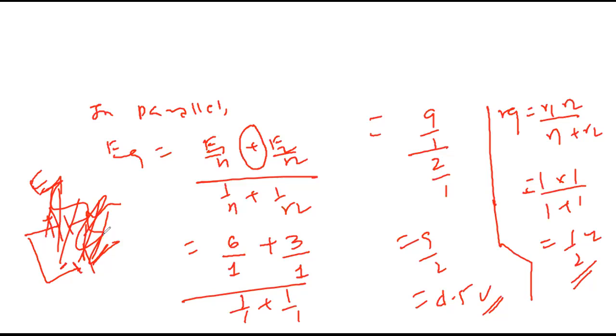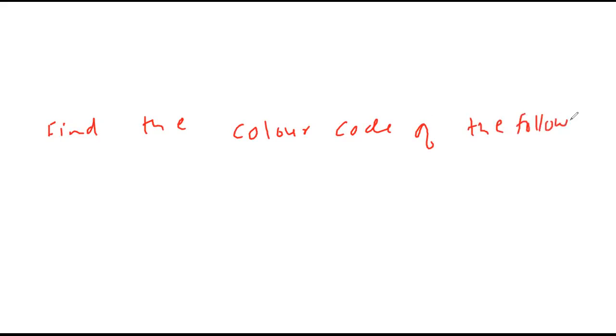Can I clear this now? Yes, sir. Now first all textbook numericals I am doing. Last class we did from color find the value of resistance. Now I'm going the opposite way. This is all textbook sums and then we'll do MCQ. Find the color code of the following.